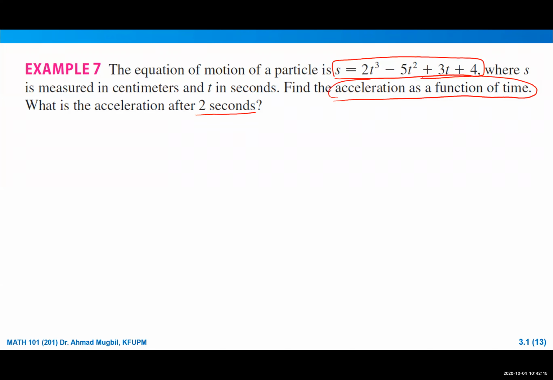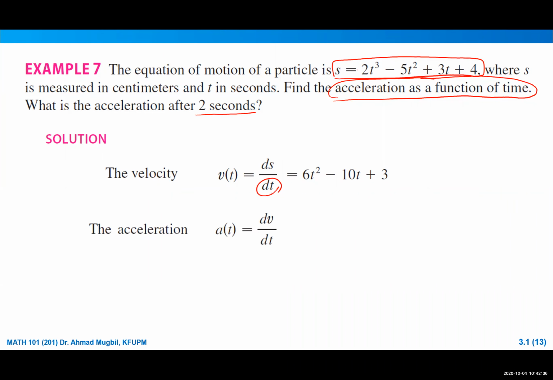So what is the relationship between the acceleration and the position function? You know that acceleration is the derivative of the velocity, and the velocity is the derivative of the position function. So first of all, you will find the velocity by differentiating s, here it is, with respect to t. Then you will differentiate it again to find the acceleration, which will be the second derivative of the position function. And this is the acceleration as a function of time.